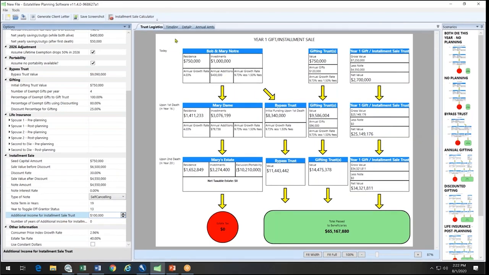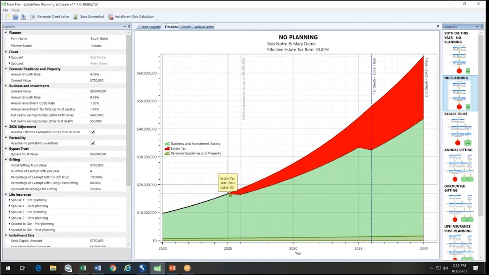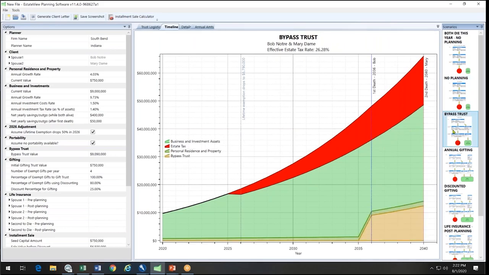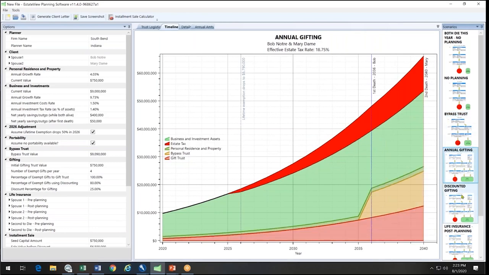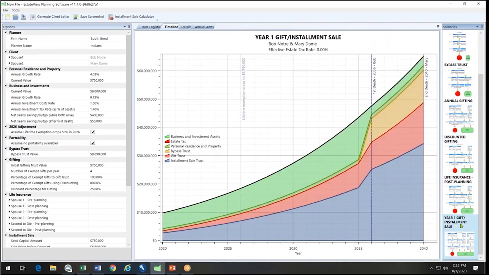Now, the next thing you can do with this is view it as a timeline. So I'm showing you the same thing here. If there's no planning, then these are the years beginning in 2025 when the estate tax will be imposed, and the red is the estate tax. Whereas if they do the credit shelter trust, the bottom part is the credit shelter trust, and you saw that the red got less. Annual gifting, the red gets less. Discounted gifting, the red gets less. But it doesn't disappear until we do the installment sale.